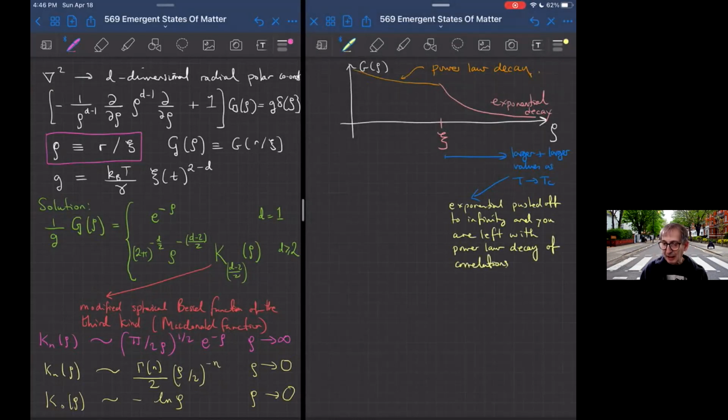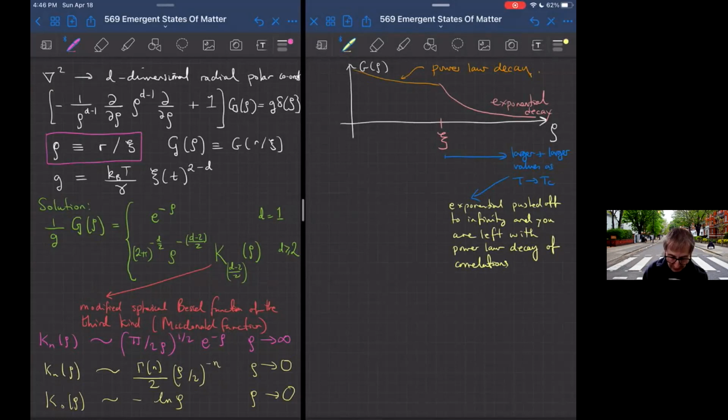So sometimes you'll hear people say that if I have a second order phase transition, it's a crossover between exponential decay and power law decay. But really what's happening is that the correlation function is taking the same form. It's just that the place where the functional forms cross over is going to higher and higher values of space.